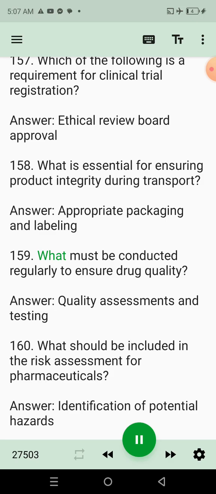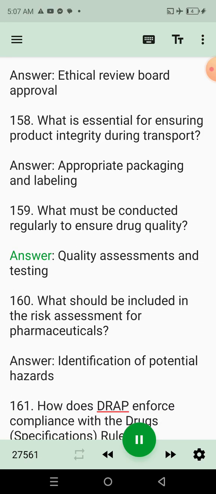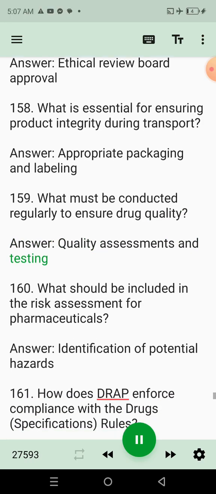159. What must be conducted regularly to ensure drug quality? Answer: quality assessments and testing.